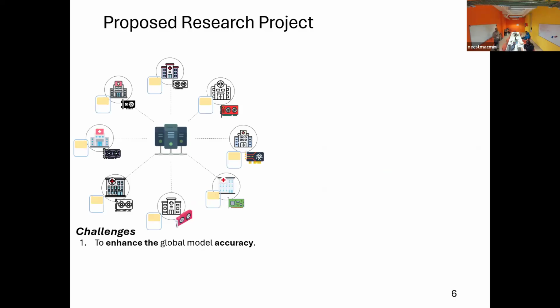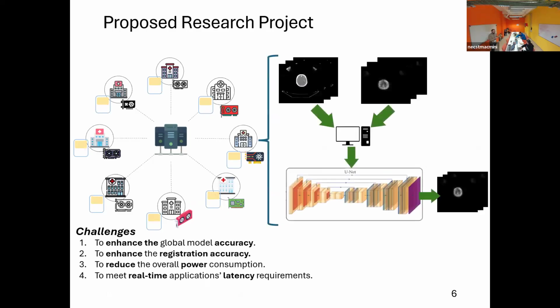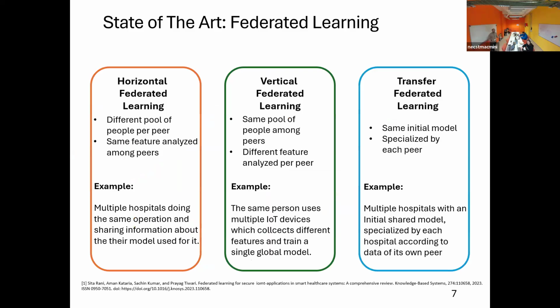Thus, my research here in Milan focuses on devising a federated learning system to generally improve the model accuracy for 3D image registration, trying also to mitigate the communication overhead that is introduced by the privacy-preserving mechanisms of such systems. Given this context, we have to establish which kind of federated learning we want to focus on.